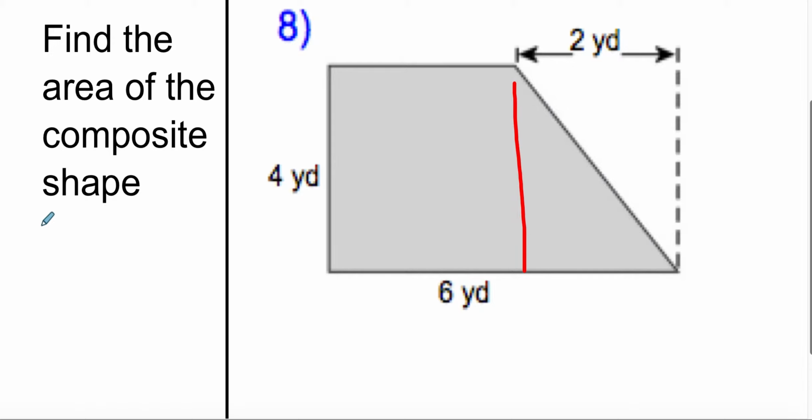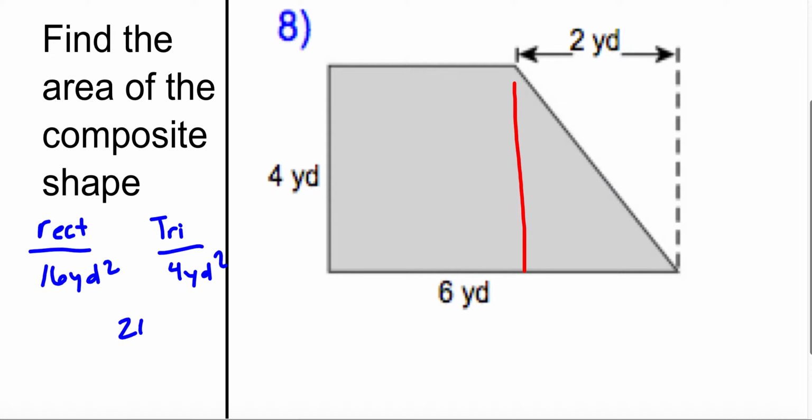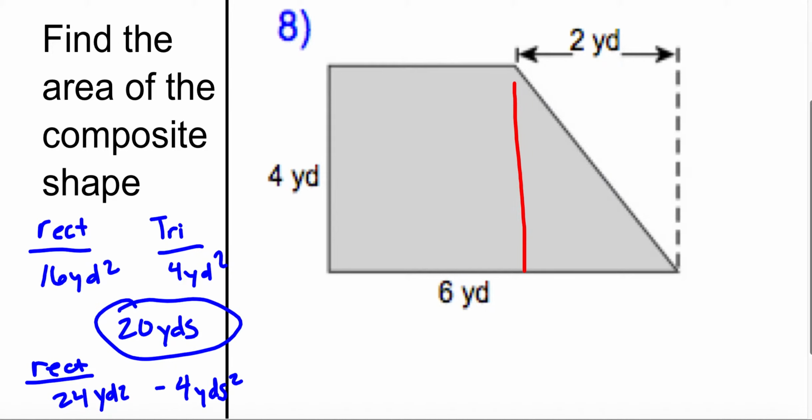In this answer, you should have had your rectangle in the for the adding portion of this. The rectangle would be 16 yards squared, and the triangle would be 4 yards squared. So altogether it would be 20 yards squared. If you did the subtracting, you would have had the rectangle at 24 yards squared, and that remaining little triangle would be, again, 4 yards squared, and you would have subtracted those two to yield the same answer.